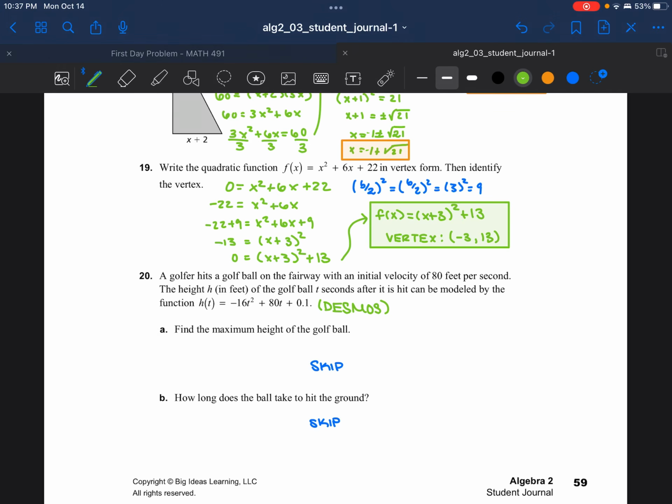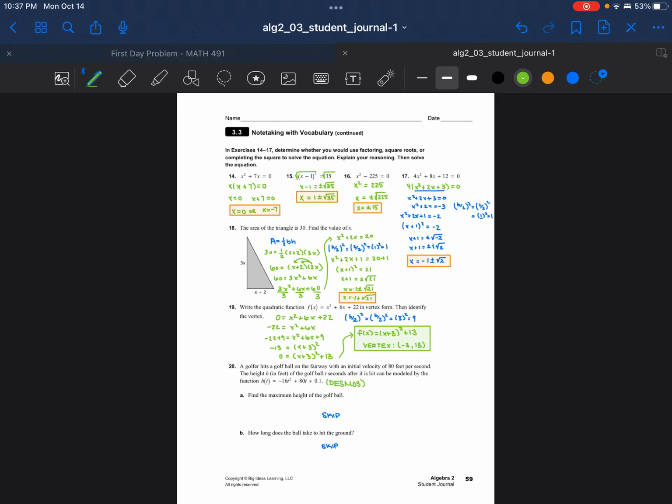Number 20, we're going to skip. We did that during our 2 and 3 project. And that's it. Part 2.